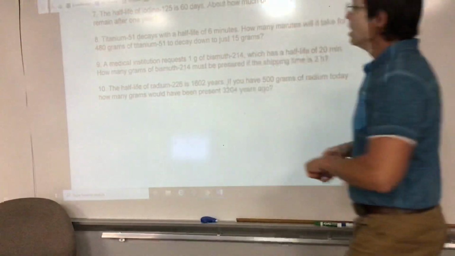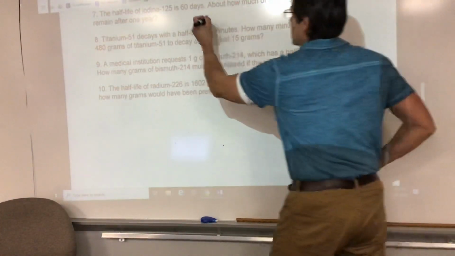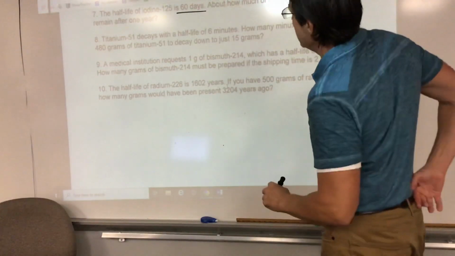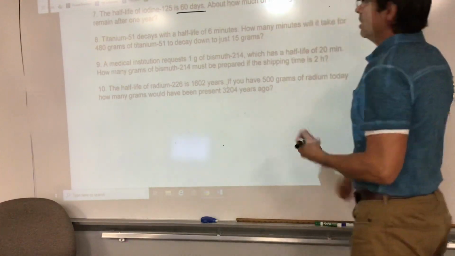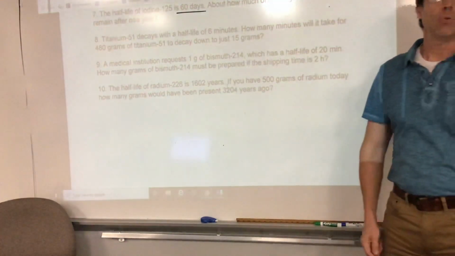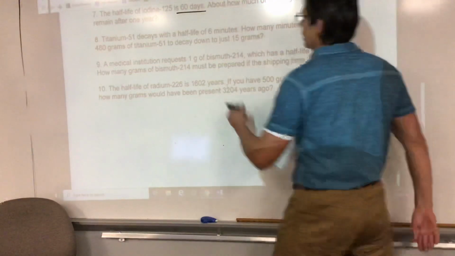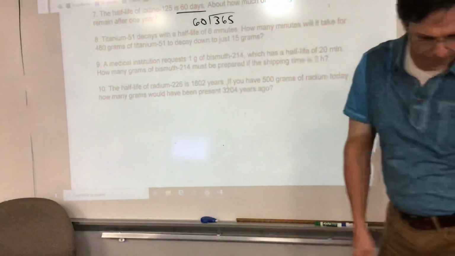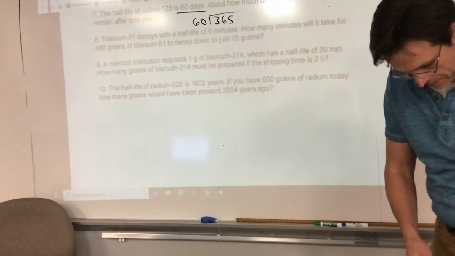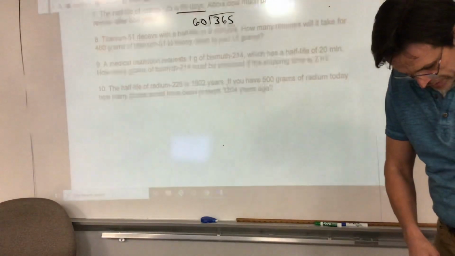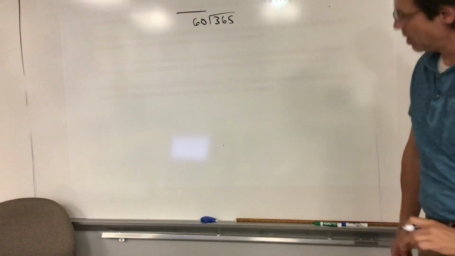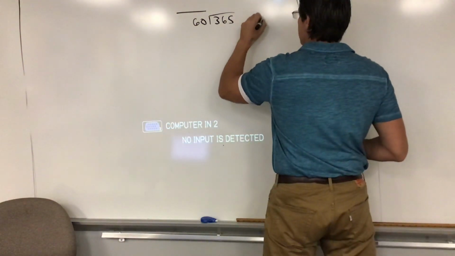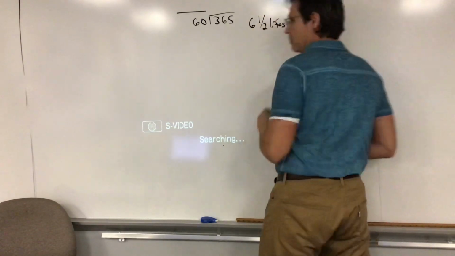So number 7. The half-life of iodine-125 is 60 days. About how much of a 144-gram sample would remain after 1 year? This is where you have to realize there are 365 days in a year, right? So I'm going to divide 60 days into 365. 365 divided by 60 comes out to about 6, so that is 6 half-lives.